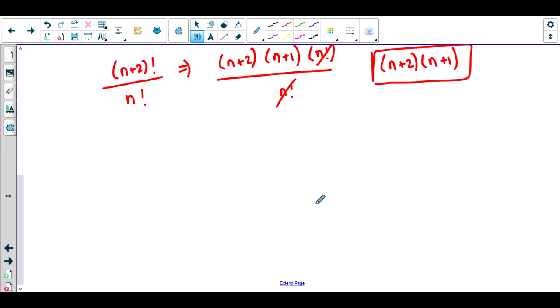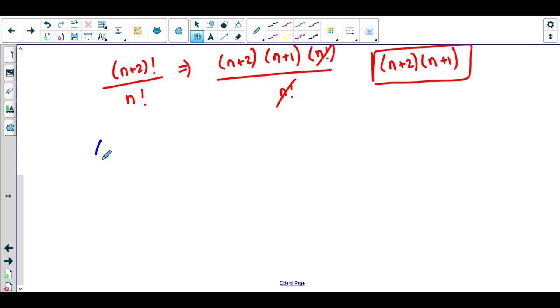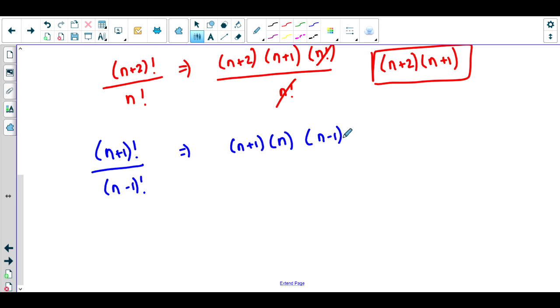Okay, let's do one more question. How to solve n plus 1 factorial over n minus 1 factorial? It is simple. This is n plus 1, and the same way we can solve. The next one will be n, and then n minus 1 factorial, divided by n minus 1 factorial. Those cancel. So we are left with n into n plus 1.